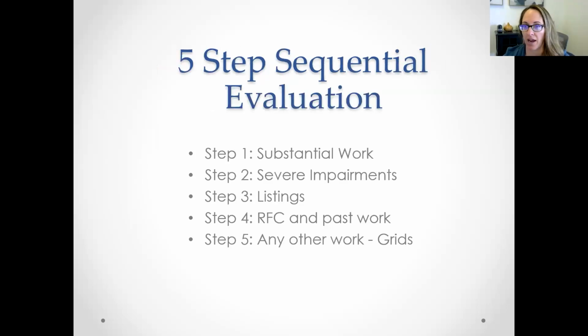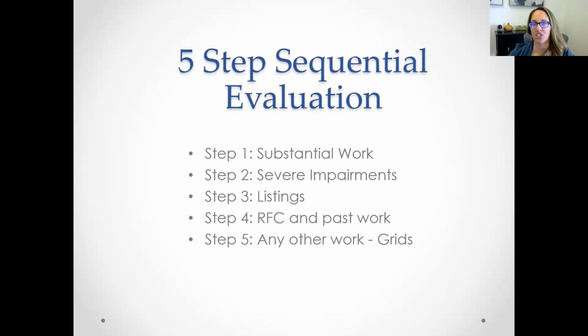The next thing I am going to talk to you about is the 5-step sequential evaluation process. This is the sequential evaluation that the judges go through when they're making their decision, and even at the lower levels when they're making the decision at the beginning parts of your case. It goes in order. So the first step is substantial work. Are you doing substantial work? That's a term of art.